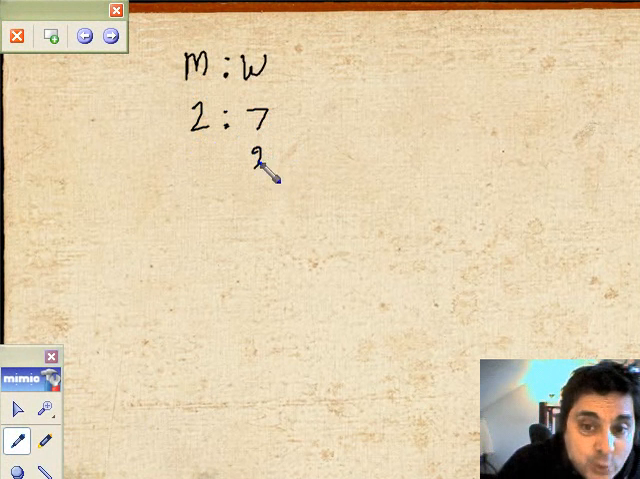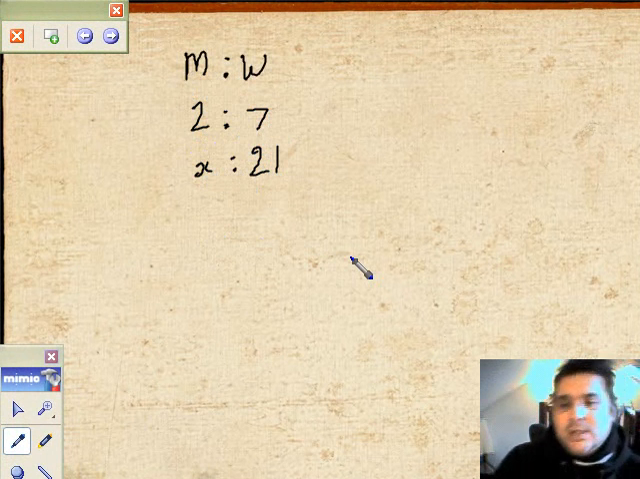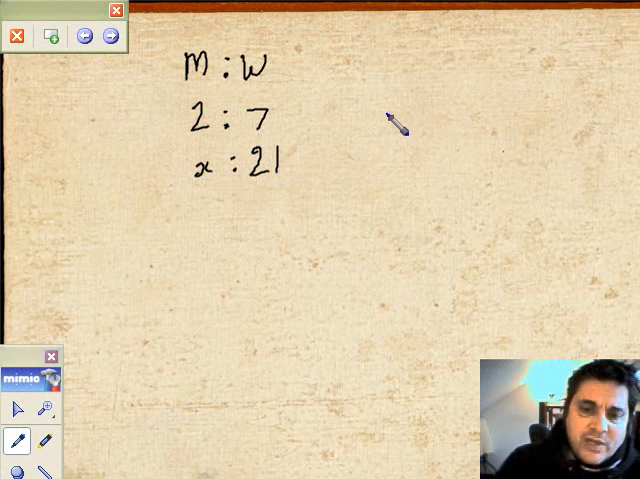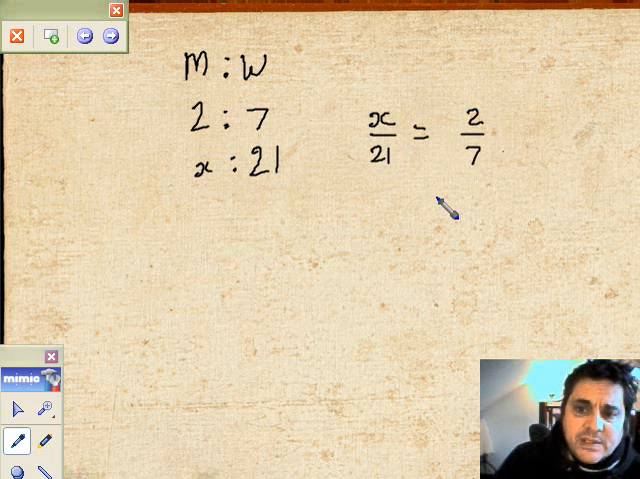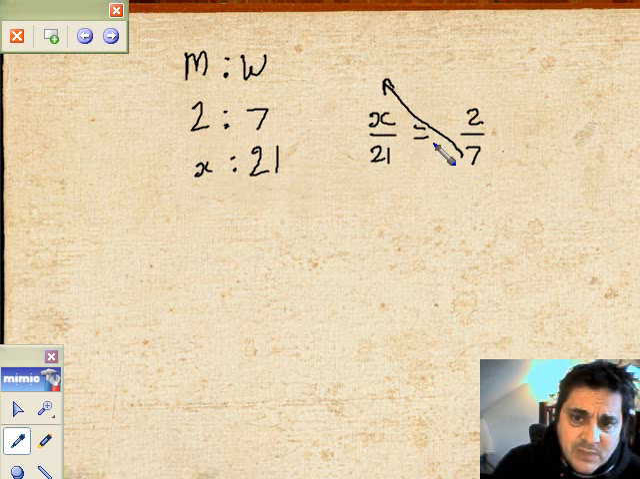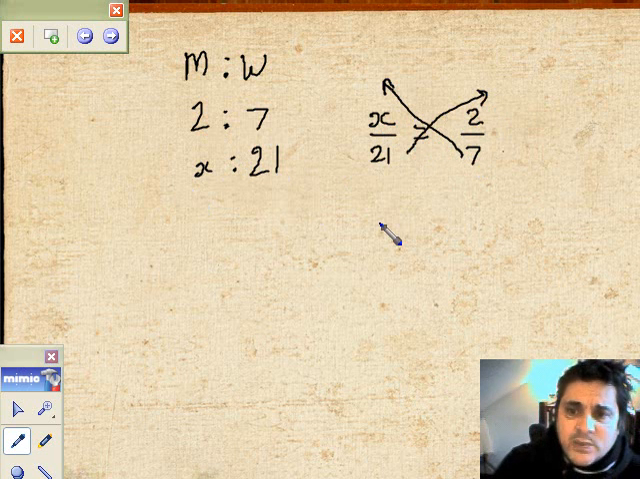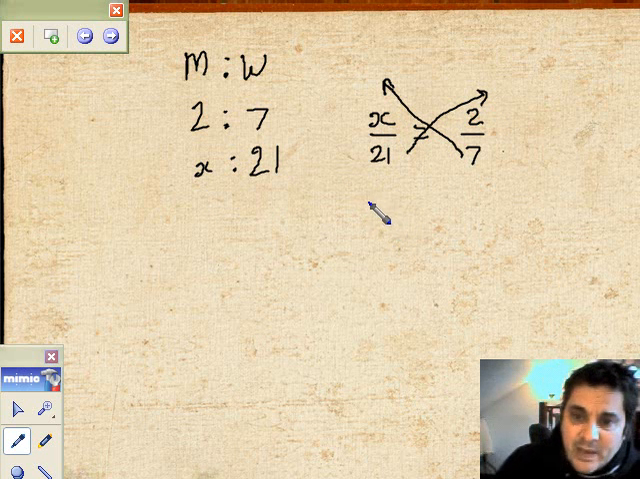There are 21 actual women there, and the question says how many men are there, so call that mystery X. Now we can set up the calculation as follows. We can say X divided by 21 is just like comparing the 2 to 7. So this divided by that is like saying 2 divided by 7. Then we can use the method of cross multiplication. So we can take the 7 over there and multiply, and take the 21 over there and multiply. I think the Americans call it cross products, but anyway, this is England.